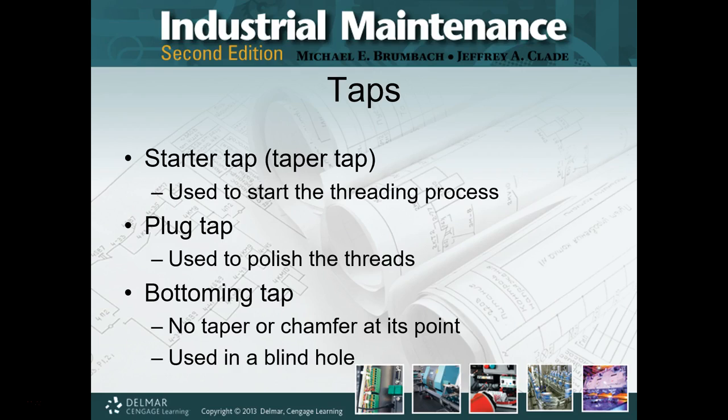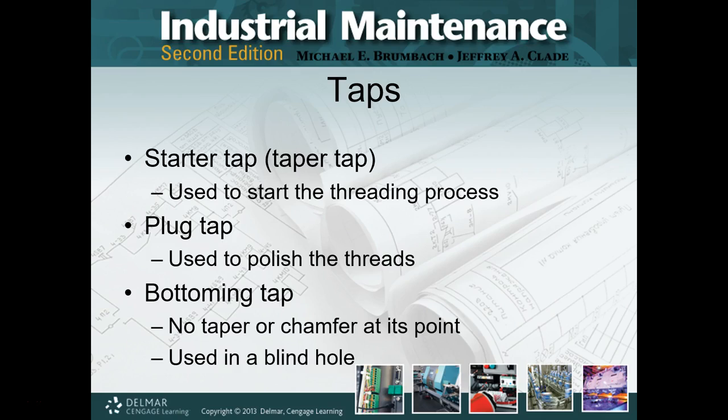You usually start with either a starter tap or a plug tap, and then you finish off with a bottom tap. And as it says, a bottom tap you're going to use in a blind hole, because if you use the other two, because of the taper, you're not going to get threads all the way to the bottom. Only a bottom tap has the threads that go all the way to the bottom. So there you go.